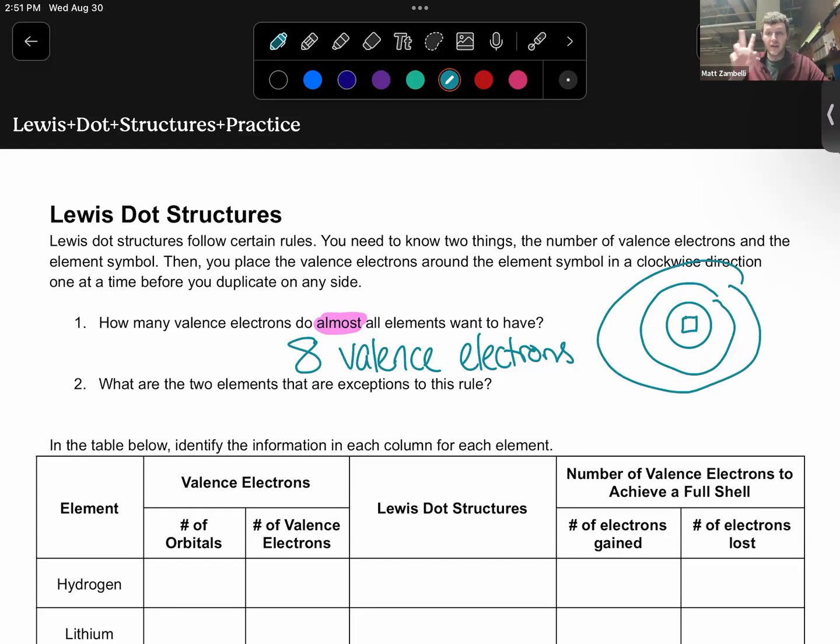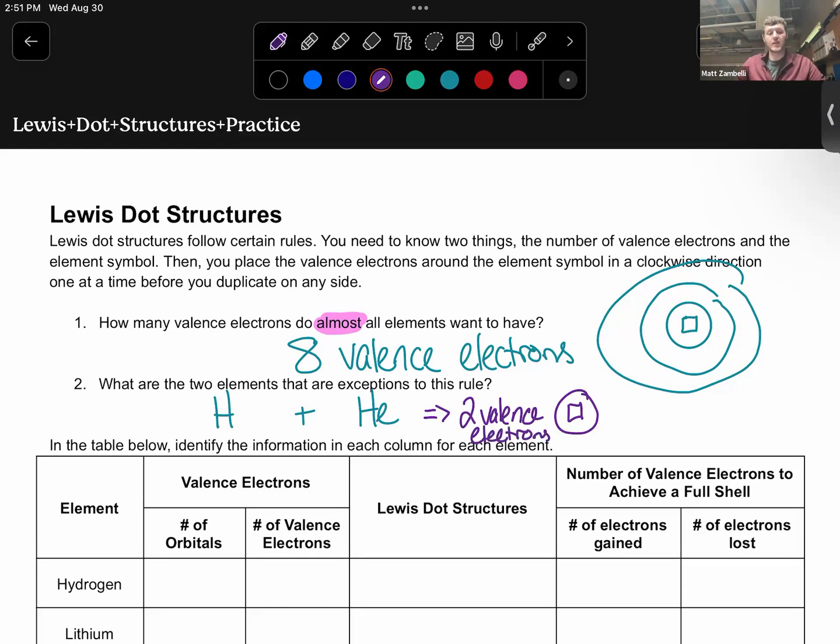What are the two elements that are the exception to that rule? The two elements are going to be hydrogen and helium. And why are those two the only ones? If we remember, hydrogen and helium only have the first ring, which means if we look on our periodic table, they only go across that first row, and we only have the two elements in that row, which means it gets a maximum of 2 valence electrons, not 8.